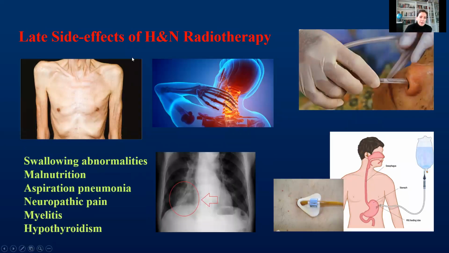So some more late side effects of head and neck radiotherapy: swallowing abnormalities related to the fibrosis of these tissues in the neck, malnutrition, which can be related to the swallowing abnormalities, or it can actually just be the person just not doing well in general, finding it very difficult to get enthusiastic about food with a dry mouth. And with no saliva and no teeth, and often with pain and so on. With the swallowing abnormalities, we also sometimes see aspiration pneumonia.